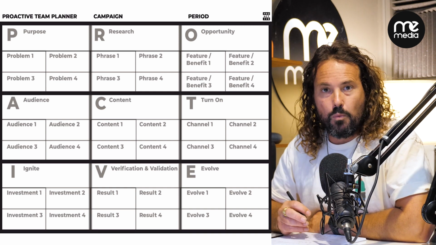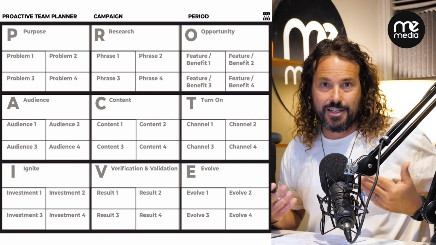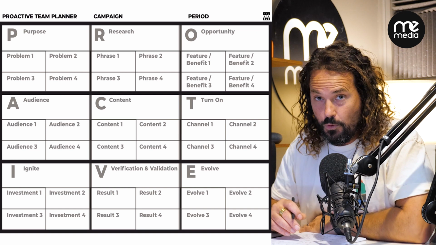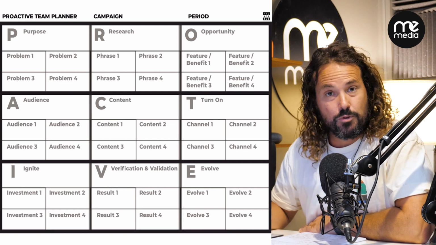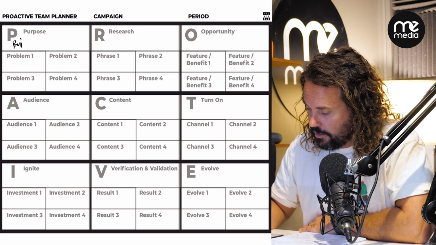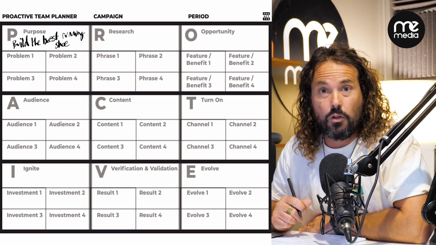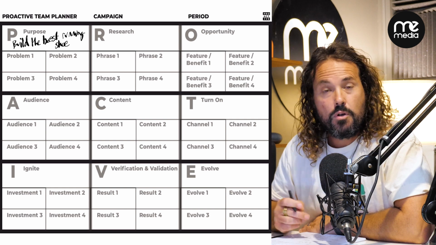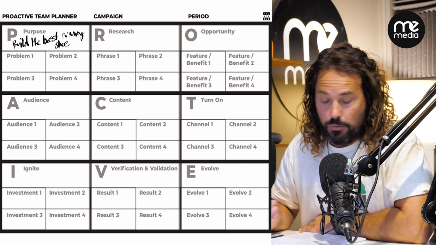So, problem number 1, what are you going to solve? Let's use Nike as an example, because I referred to them before, and nearly all of us would know who they are, right? So their purpose was more than likely to build the best running shoe. Something along those lines, right? And so what problem are they actually solving in problem number 1?